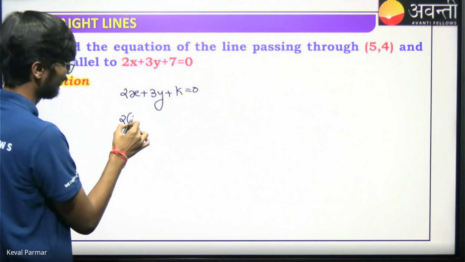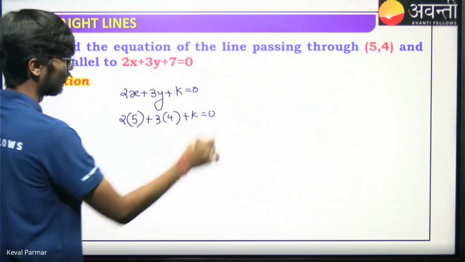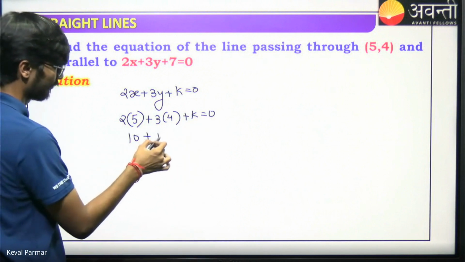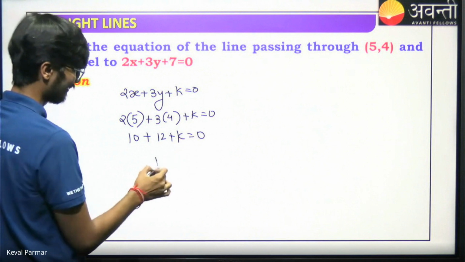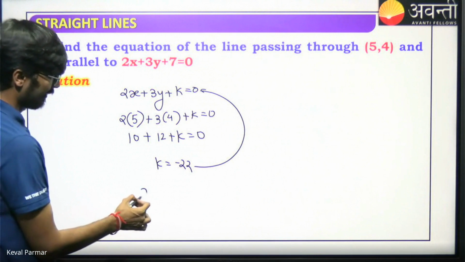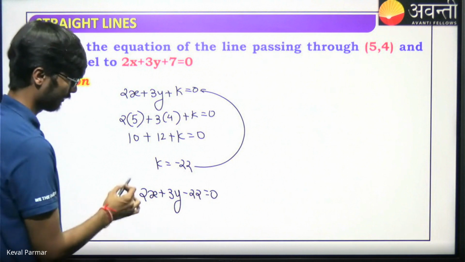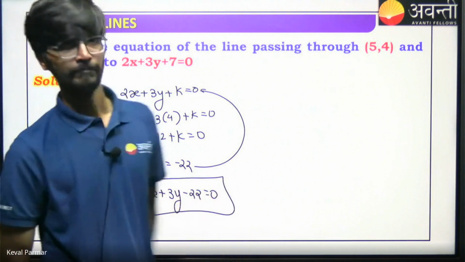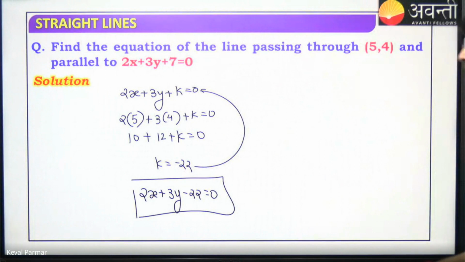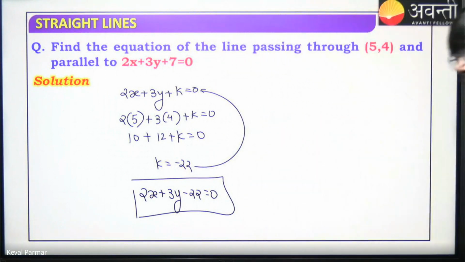So I'll get 2 into 5 plus 3 into 4 plus k equals 0. So this is 10 plus 12 plus k equals 0. So k is minus 22. Substitute here. So what will I get? 2x plus 3y minus 22 equals 0. Simple, guys. You got the equation. Is it clear till here? Give me a thumbs up if all good. Yeah. Now you are understanding all. But when I tell you to do it, you don't do it.